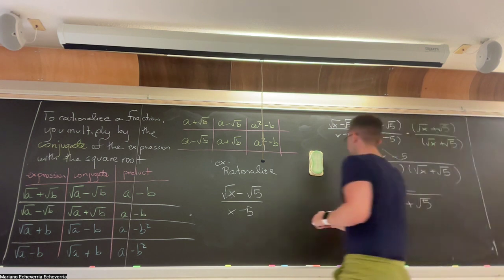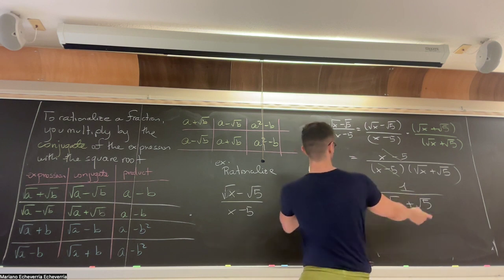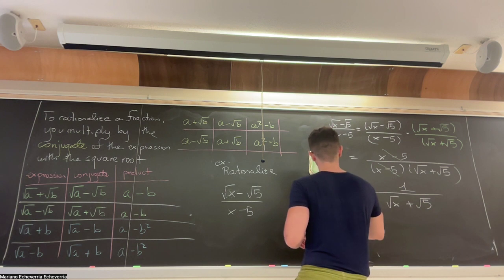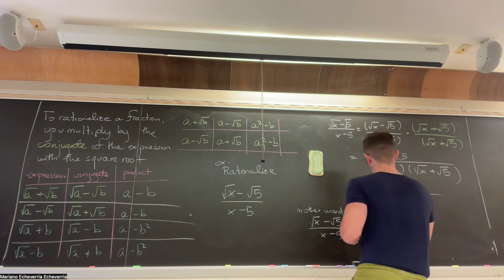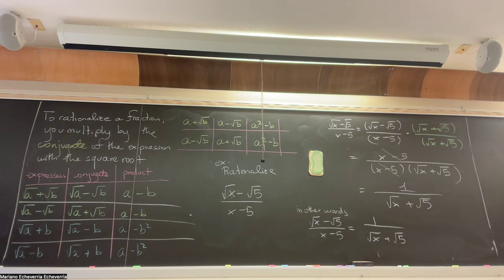So in other words, it's useful to write what we just found. We just found that the root of x minus root of 5 over x minus 5 is 1 over root of x plus root of 5. That makes sense. Okay.